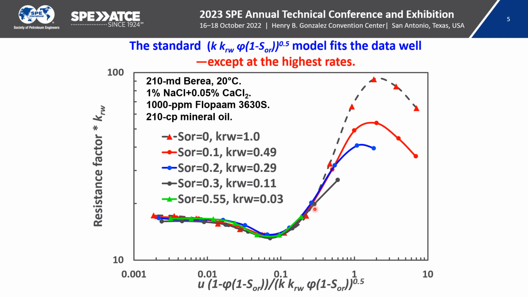The bad news is that when we go to velocities higher than this particular value, then the standard square root of permeability porosity model seems to break down. In particular, when you get into the high velocity viscoelastic region for these polyacrylamides, the resistance factor moderates or decreases fairly substantially with increased oil saturation.